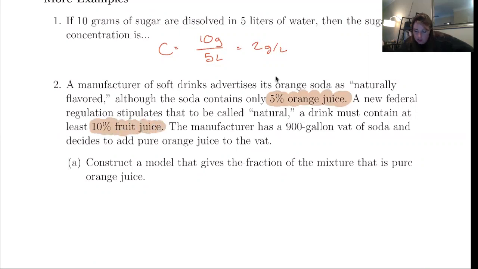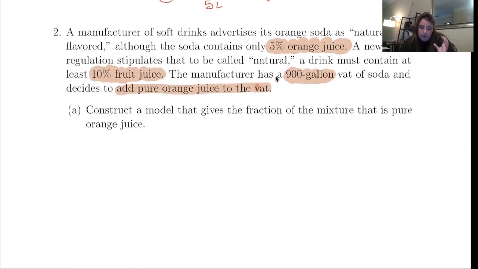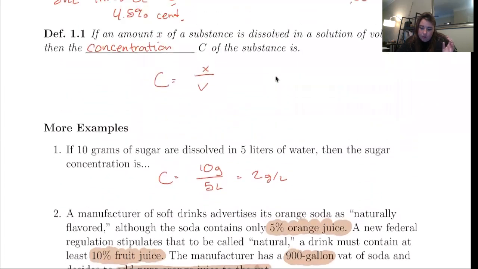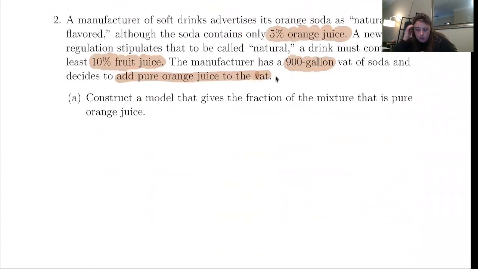The manufacturer has a 900-gallon vat of soda, and decides to add pure orange juice to the vat. We're going to construct a model that gives a fraction of mixture that is pure orange juice. Okay, so I have the substance that is in the solution over all the solution.